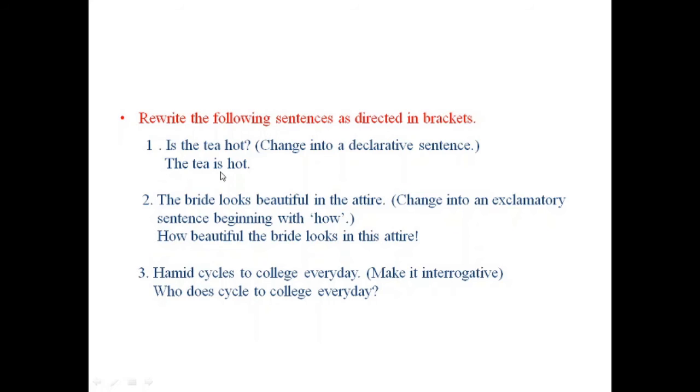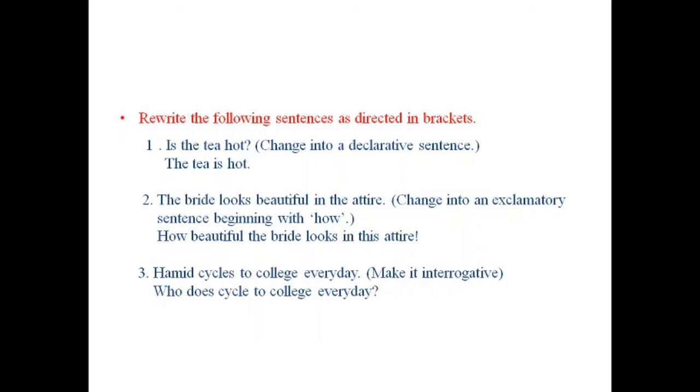The tea is hot. This very sentence is a declarative sentence, because it declares the fact that the tea is hot. It asserts the fact that the tea is hot. It informs the fact that tea is hot. That is why this is an assertive sentence, declarative sentence. When we transform an interrogative sentence into a declarative sentence, what changes take place?